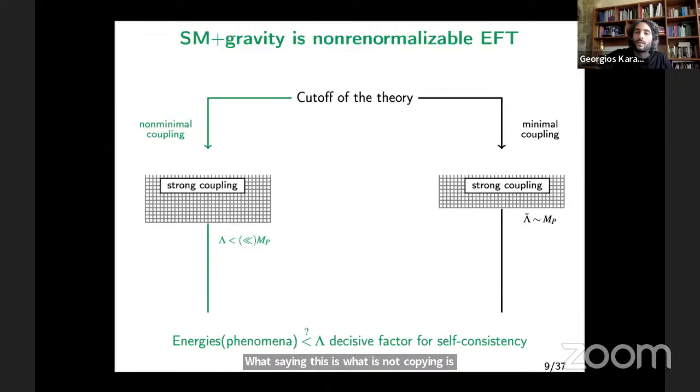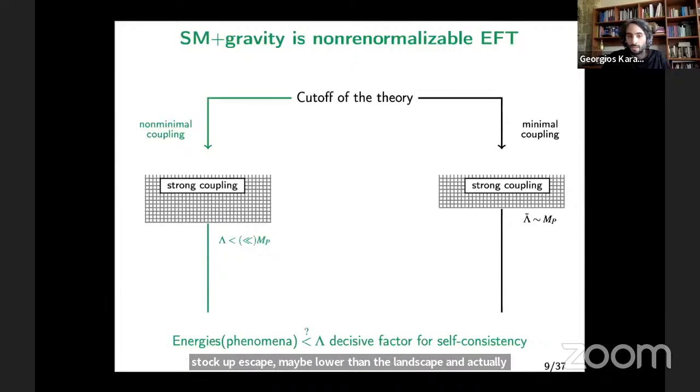In the case of the absence of a non-minimal coupling, the strong coupling scale is of the order of the Planck scale itself. Whereas in our particular situation, where a non-minimal coupling between the field and gravity is present, the strong coupling scale may be lower than the Planck scale, and actually may be significantly lower than the Planck scale.